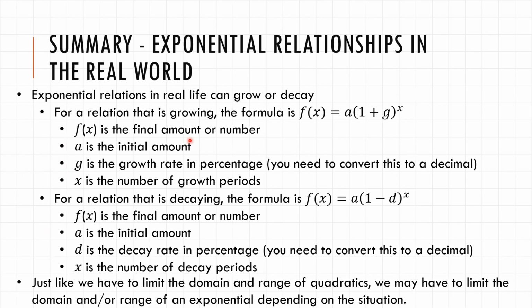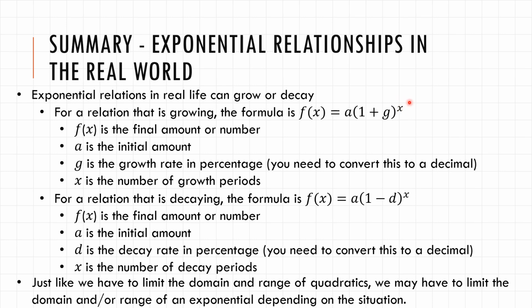Exponential functions in real life can either grow, which means they are increasing, or decay, which means they are decreasing. A growing formula looks like this: a times (1 plus g) to the power of x. Remember that the value of the function f of x is the final amount. A is the initial amount, or we sometimes call that the y-intercept if we're graphing it. G is the growth rate as a percentage. But when we're using it in our formula, and this is a very important step that is very easy to forget, you have to convert that into a decimal by dividing it by 100. And x is the number of growth periods.